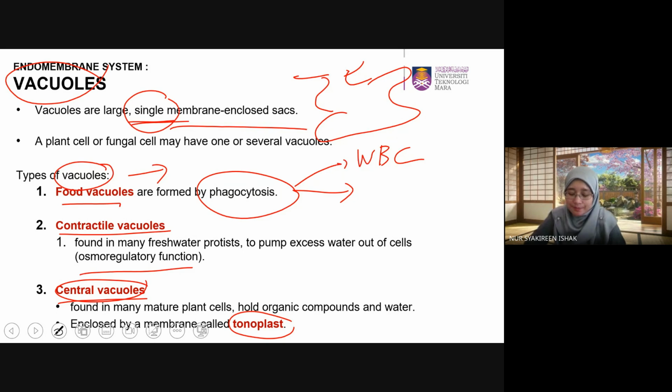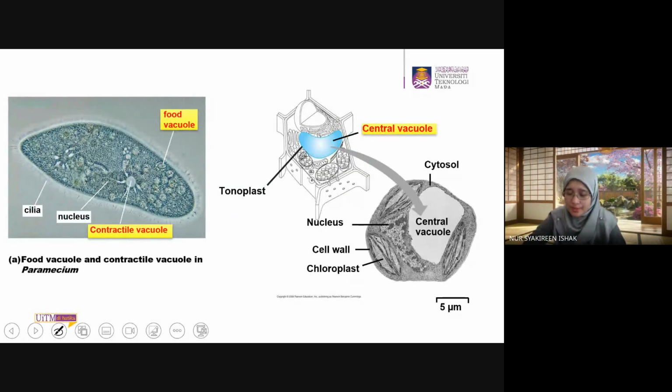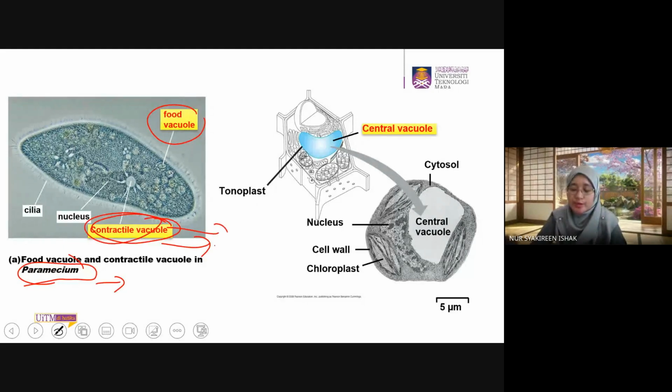So basically, we go one by one. Okay, so as you can see, this is the organism we call paramecium. Paramecium is a unicellular eukaryote. Because it is a eukaryote, it has membrane-bound organelles. So one of them is the contractile vacuole. So the paramecium needs to eat, and the way it eats is through phagocytosis. Phagocytosis leads to the formation of the food vacuole. And then the contractile vacuole is for osmoregulation.